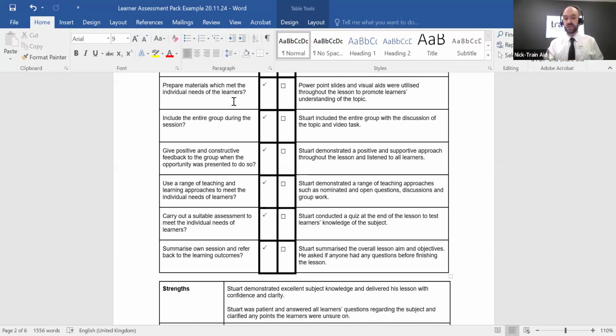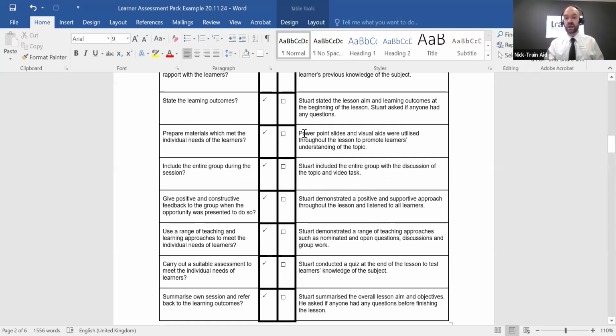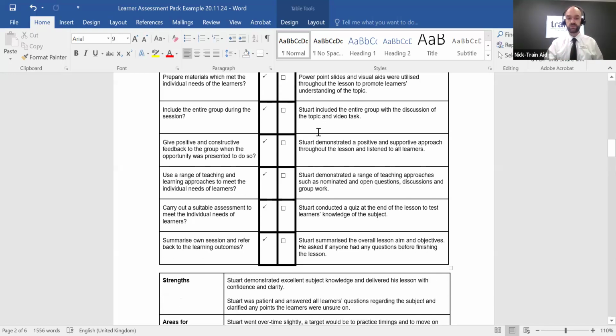And what I have written here is yes. Stuart used PowerPoint slides and visual aids, and these were utilized throughout the lesson to promote the learner's understanding of the topic. So to answer this question, yes, the materials were straightforward, they're user friendly, everyone was engaged, no one was confused within the lesson there.